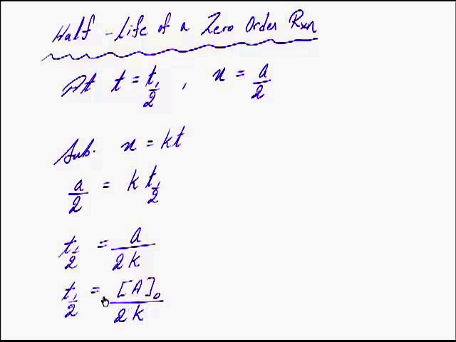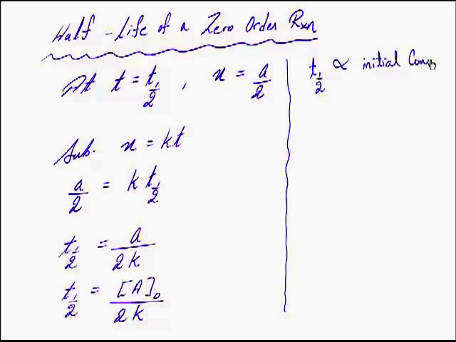Now this expression clearly indicates that t half is directly proportional to the initial concentration of the reactants. That means if we start a reaction with a very high concentration, then the t half will be longer. And if we start a reaction with a very small concentration of the reactants, then the t half will be smaller. So here as we saw, t half depends on the initial concentration of the reactant.